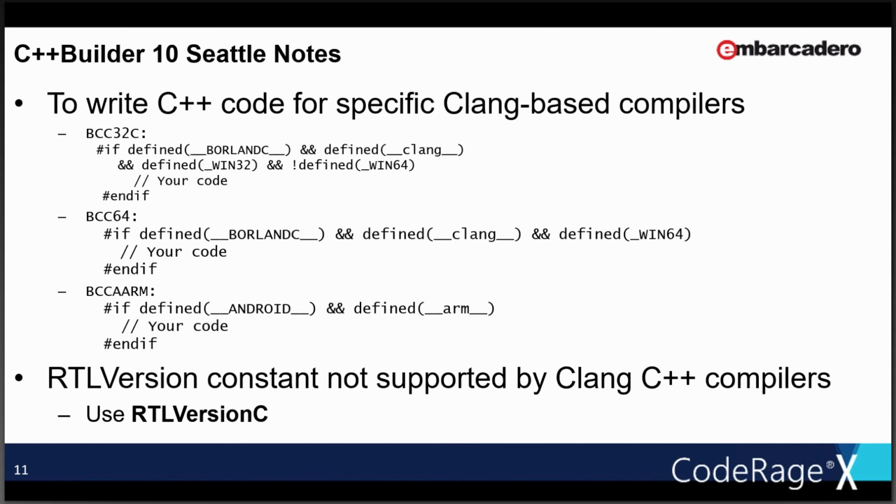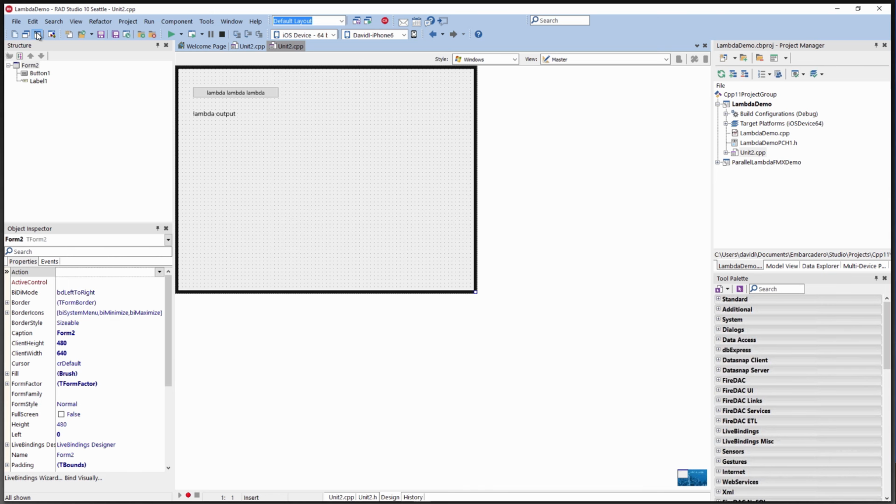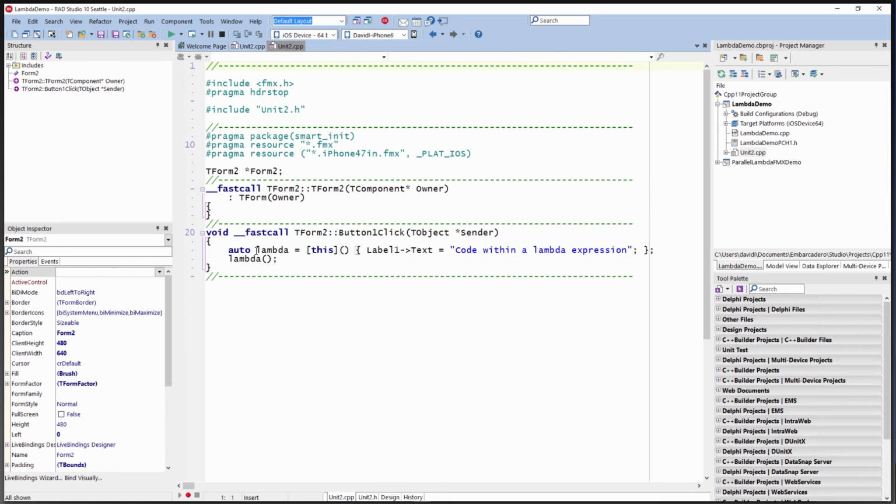And I just wanted to do a couple more samples. This first one I just call Lambda Demo. It's got a single button in the user interface. And on the button click handler, I'm using an auto and setting this lambda, this pointer, that's the capture variable I'm using so that I can get to the label one.